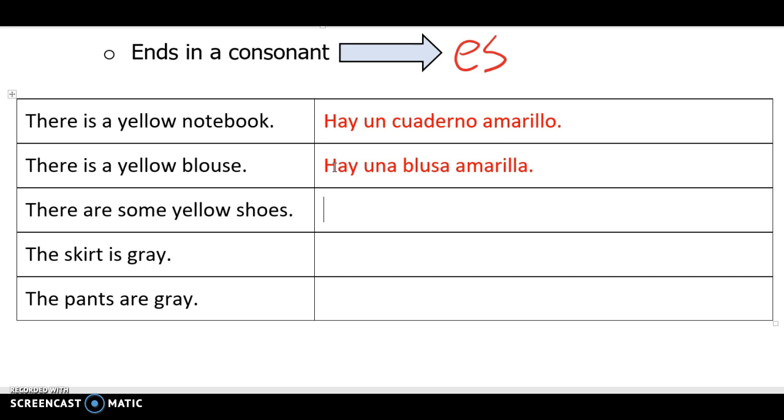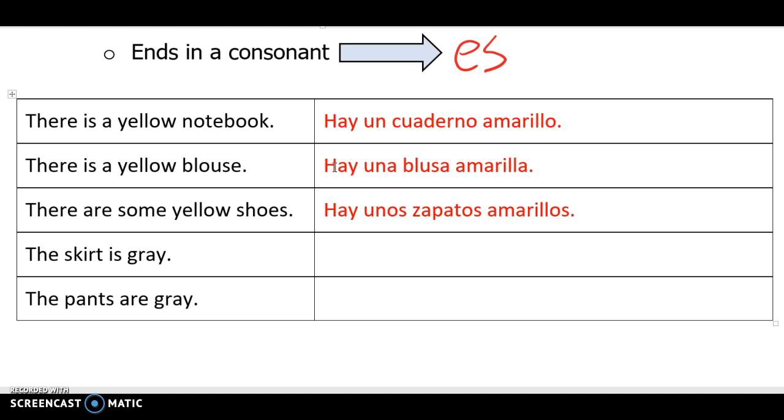Let's try another one. There are. Well, we know that there are and there is the same word: hay. Okay. Some. Everybody always forgets some. Some is the plural of a or an. They are shoes. Zapatos are masculine, so our word is unos. Unos zapatos. The adjective is going to go after. Amarillo. So we're good to go, right? Wrong. Amarillo is masculine. Well, so zapatos, that's cool. The O is fine. But now you have to make it plural. Unos zapatos amarillos. Spanish grammar is just like fashion. Everything should match. Unos zapatos amarillos. Everything is masculine and everything is plural.